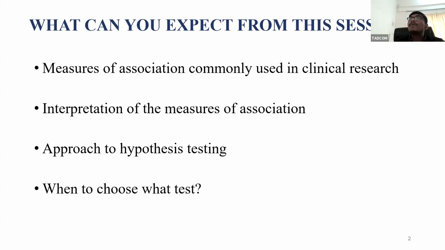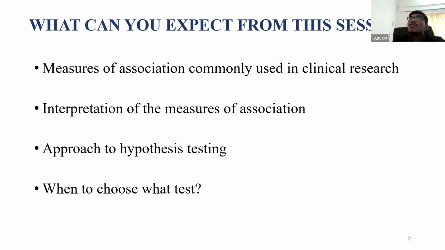Next, how to interpret these measures of association. Measures of association here I intend are, for example, the prevalence ratio, odds ratio, relative risk, and also the number needed to treat and absolute risk reduction. These are the various measures of association. Depending upon the study design, we will use one measure. How to give the interpretation of this will also be covered.